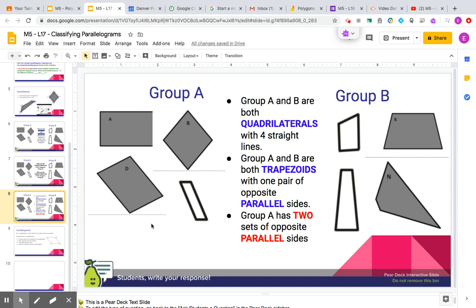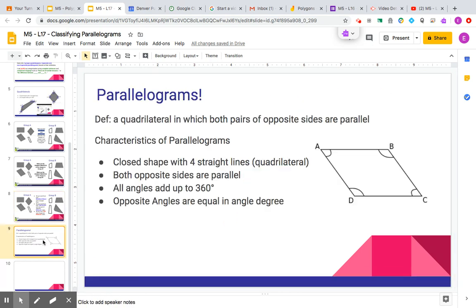So what do we call the special shapes in group A? We know that they're all quadrilaterals, they're all trapezoids. However, group B only has one set in each shape of parallel lines. Group A has two. So what do we call these special shapes?